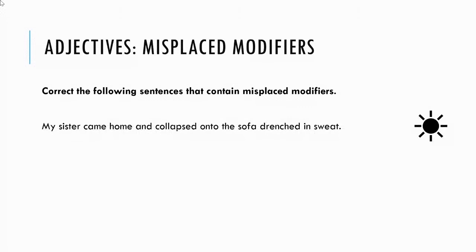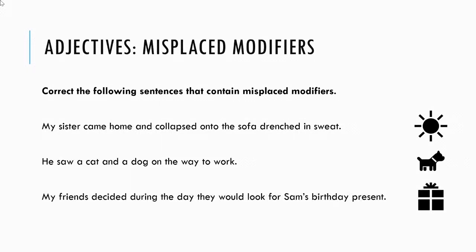Now let's practice correcting the following sentences that contain misplaced modifiers. Pause the video here if you would like some time to work on these examples.